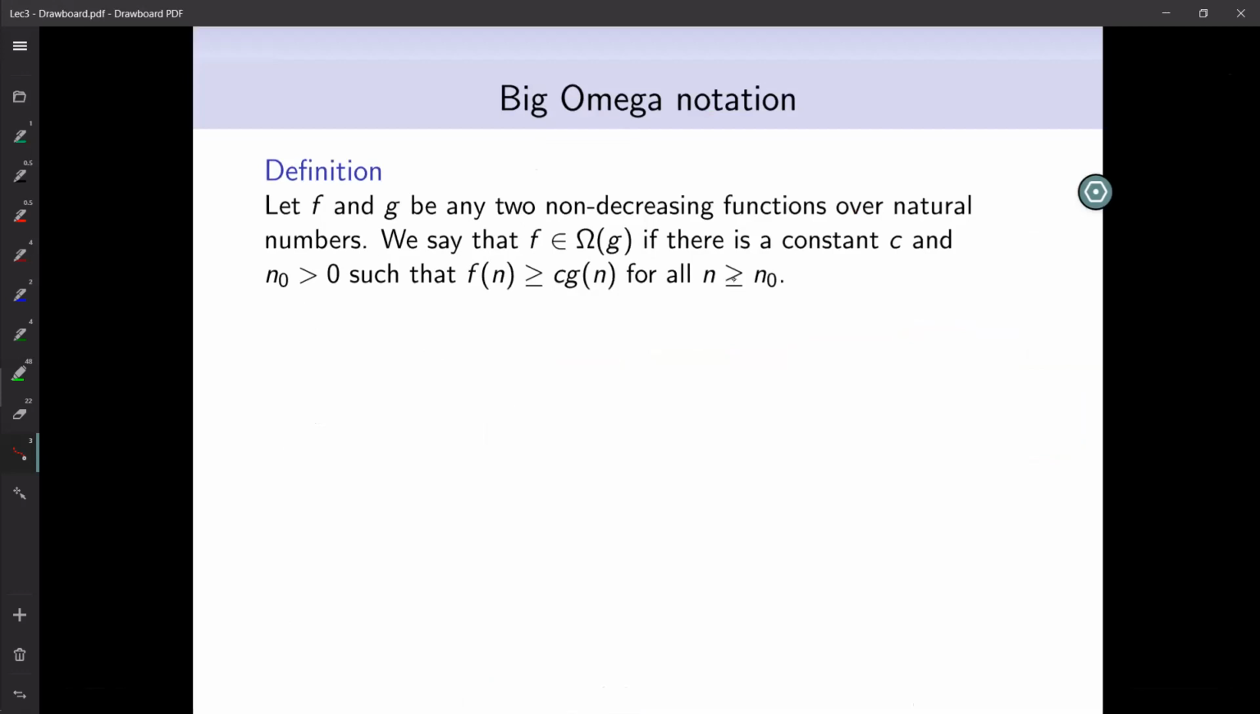Now we'll introduce related notions which are basically derived from big O notation. The big omega notation is basically the reverse of big O. Let f and g be any non-decreasing functions which represent running times of algorithms. We say that f is in omega of g if there is a constant c and a value n0 such that f of n is greater than or equal to c times g of n for all n greater than or equal to n0. So in the big O notation, it was less than or equal to. Now this is greater than or equal to.